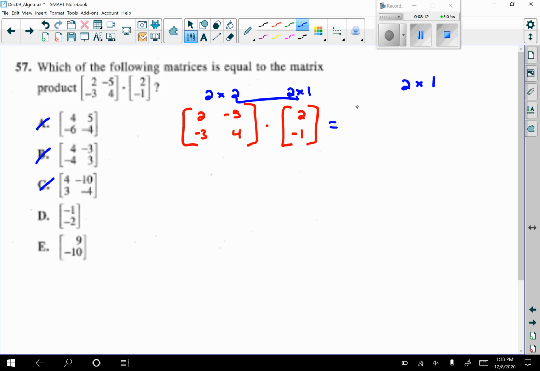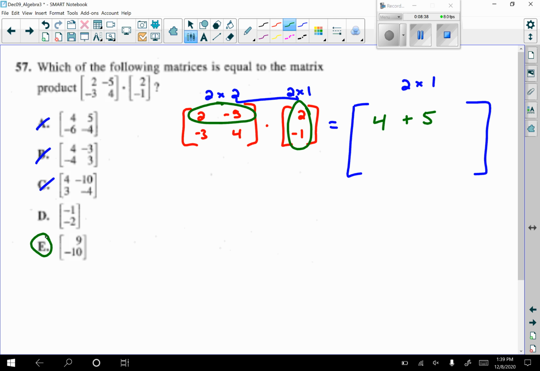So let's go ahead and carefully multiply these. Again, we want the row by the column. So first we're going to have 2 times 2, which is 4, plus we have a -5 times -1, so we have a 5. Now really, as long as we're doing this correctly, if you notice E, that's going to give us a 9, so it should be E, but let's finish this. Next we have our second row times our only column here, so we're going to get a -6 plus a -4, and that's going to give us our -10. So E is the correct answer.